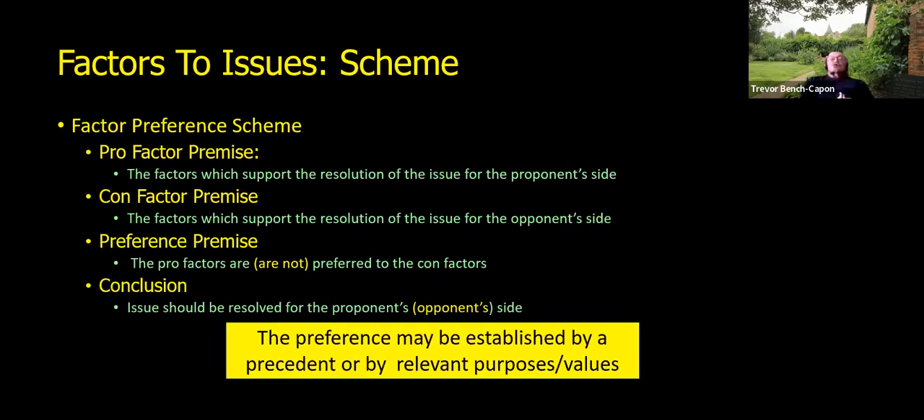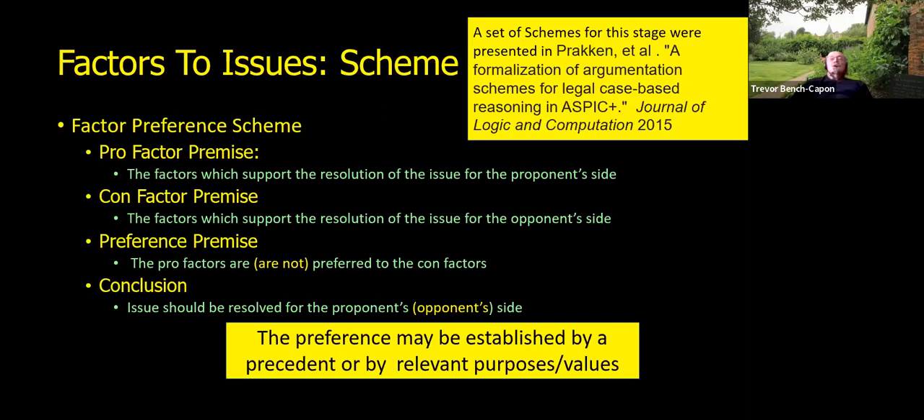The preference itself is established by a precedent or by relevant purposes or values served by the precedent. And we can find a set of schemes in a paper I wrote with Henry Buchan and others back in 2016, published in Logic and Computation.